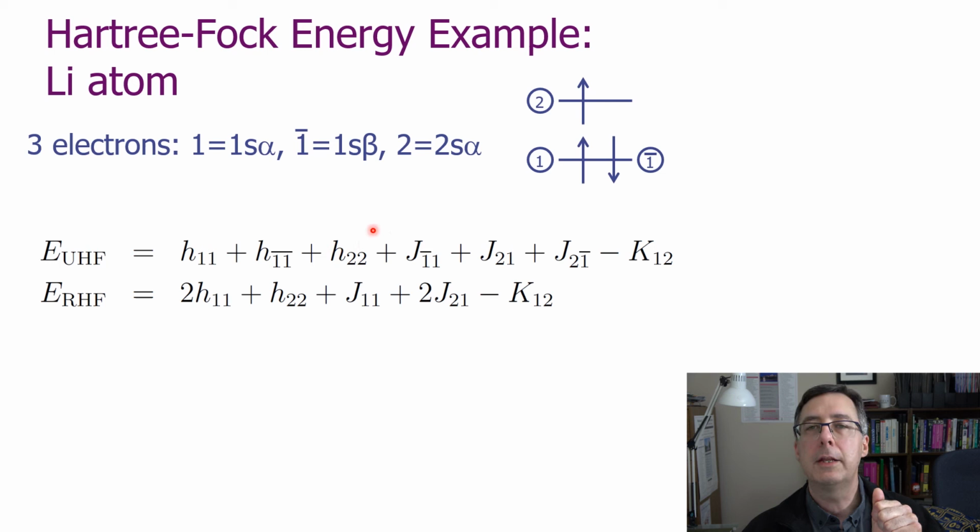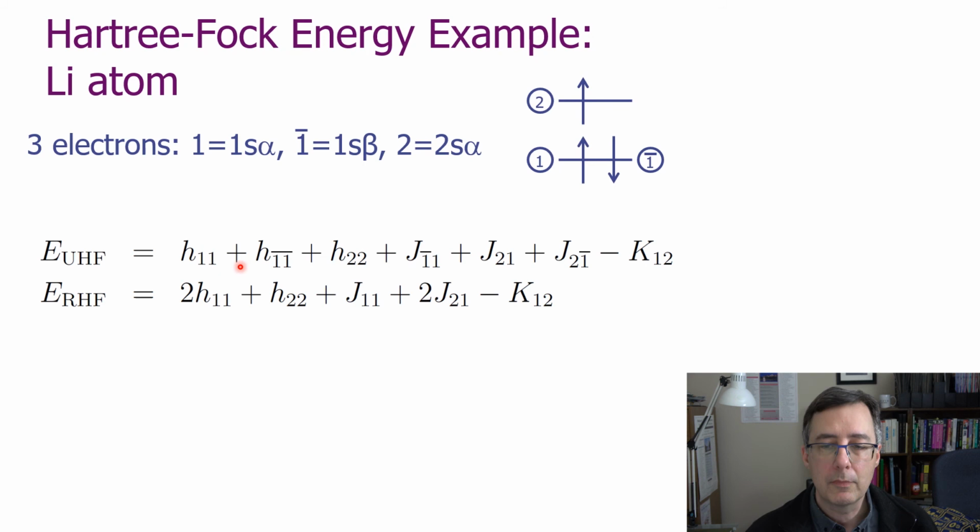Each pair of electrons, unique pair, gives me a J term. What are the pairs? Well, one with 1 bar, so there's J1 bar 1. One with 2, here's J21. 1 bar with 2, here's J21 bar. Each pair of electrons with the same spin gives me a minus K term. I only have one pair like that. This 2 with 1 guy, so he's minus K12. Done.